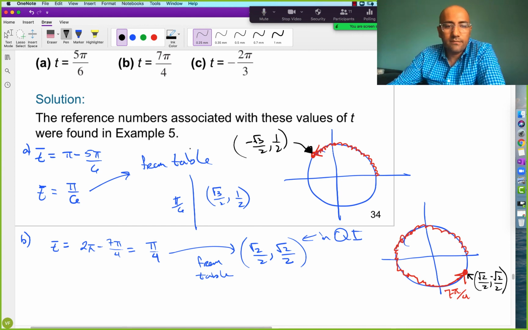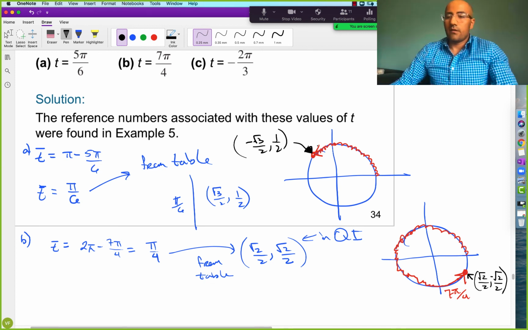Any questions? So it's kind of silly, I think, that the answer comes from just looking it up on a table and determining what quadrant you're in.